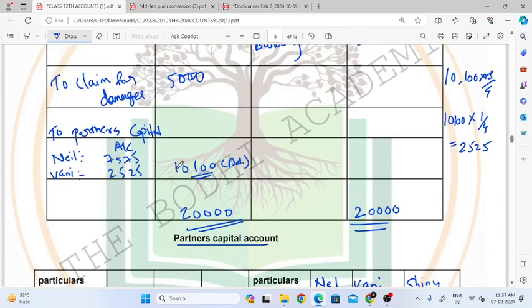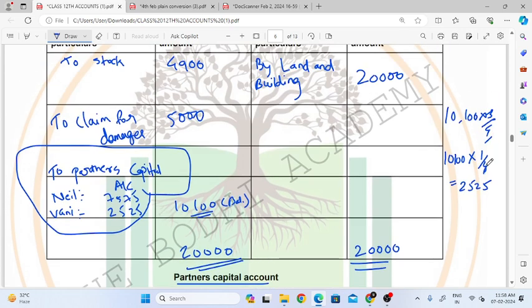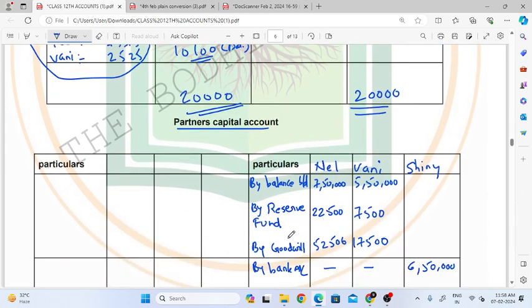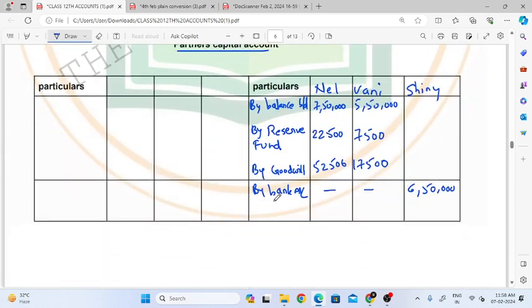Understood? Then the amount you get after distributing in the ratio of both the partners, you have to distribute to the partners' capital. Now from where are you going to transfer this amount? You are transferring it from the revaluation account. So here you have to write down "by revaluation", which comes to 7,575 for Neil and 2,525 for Vani.